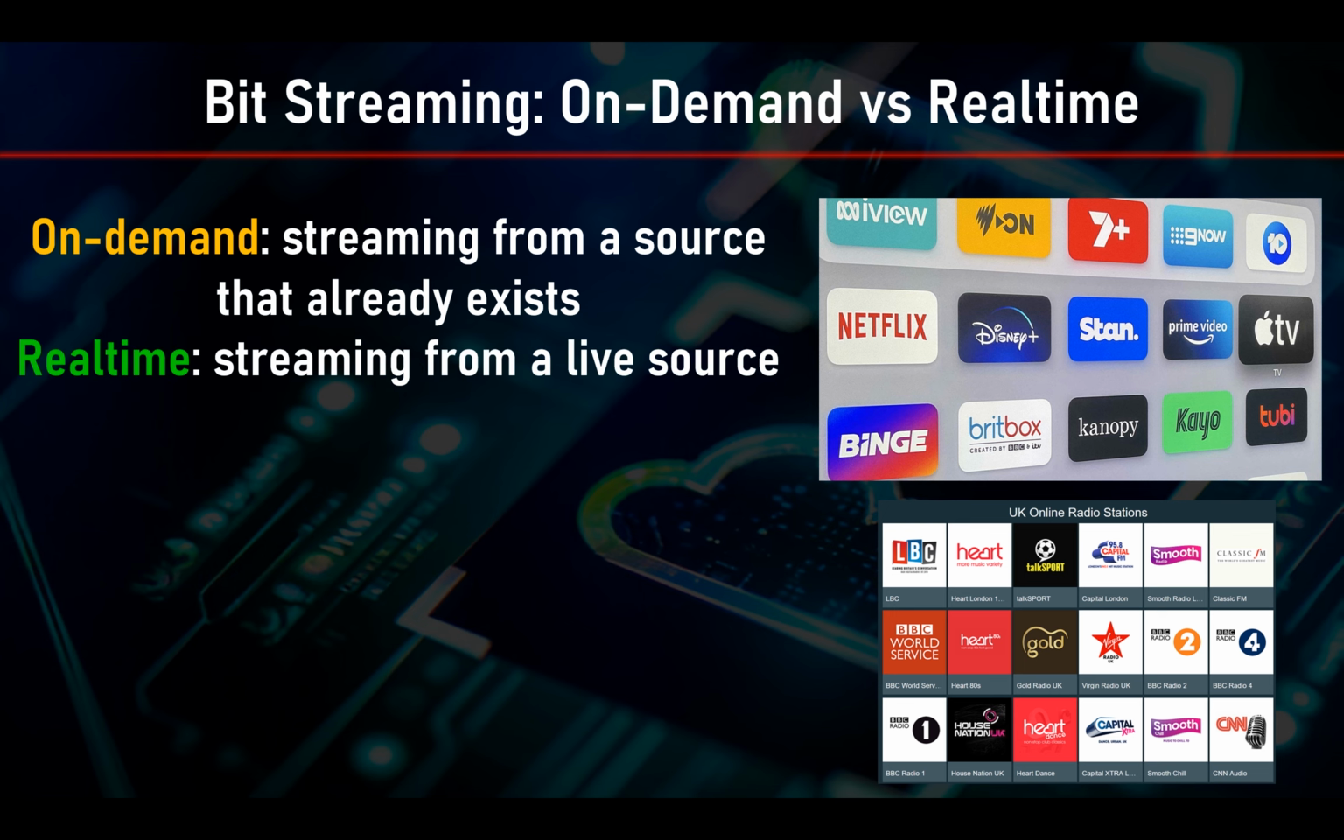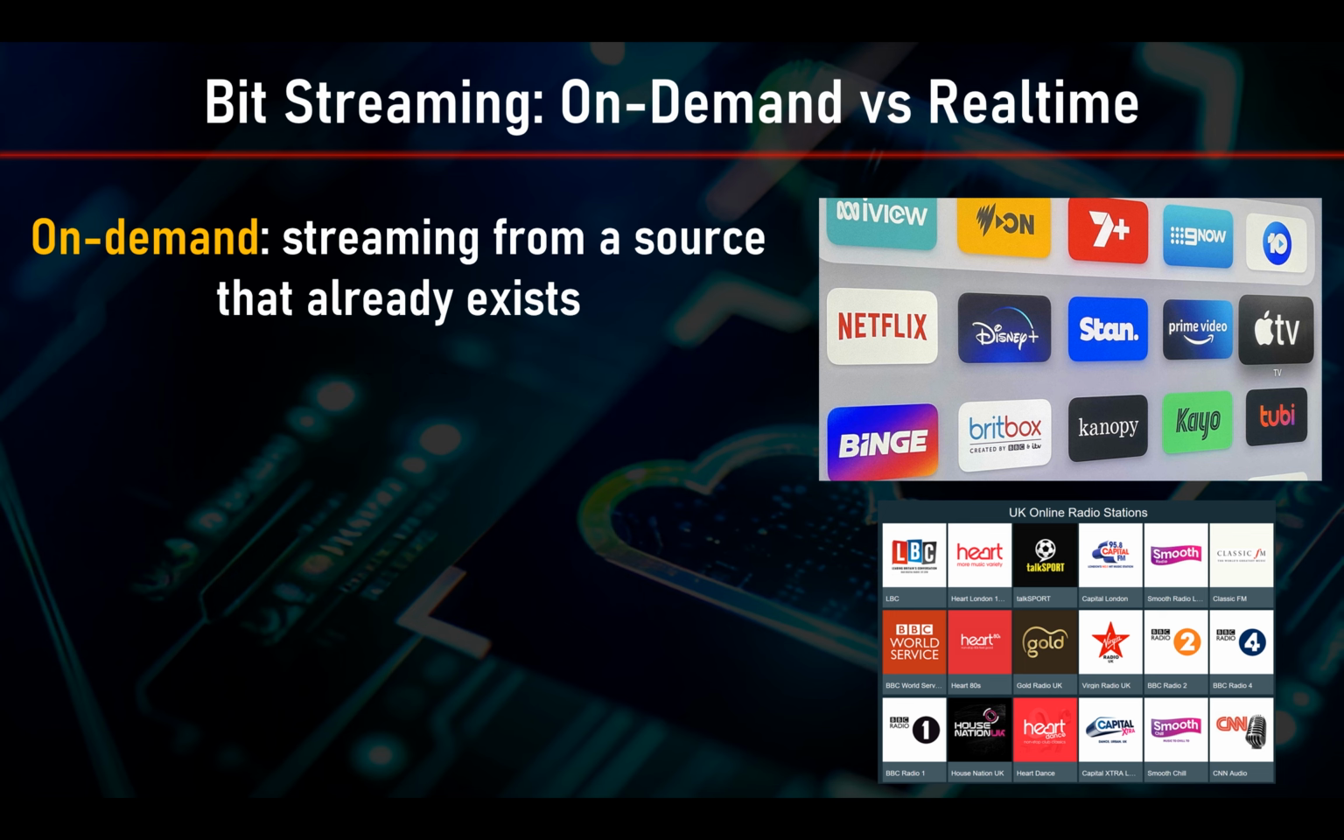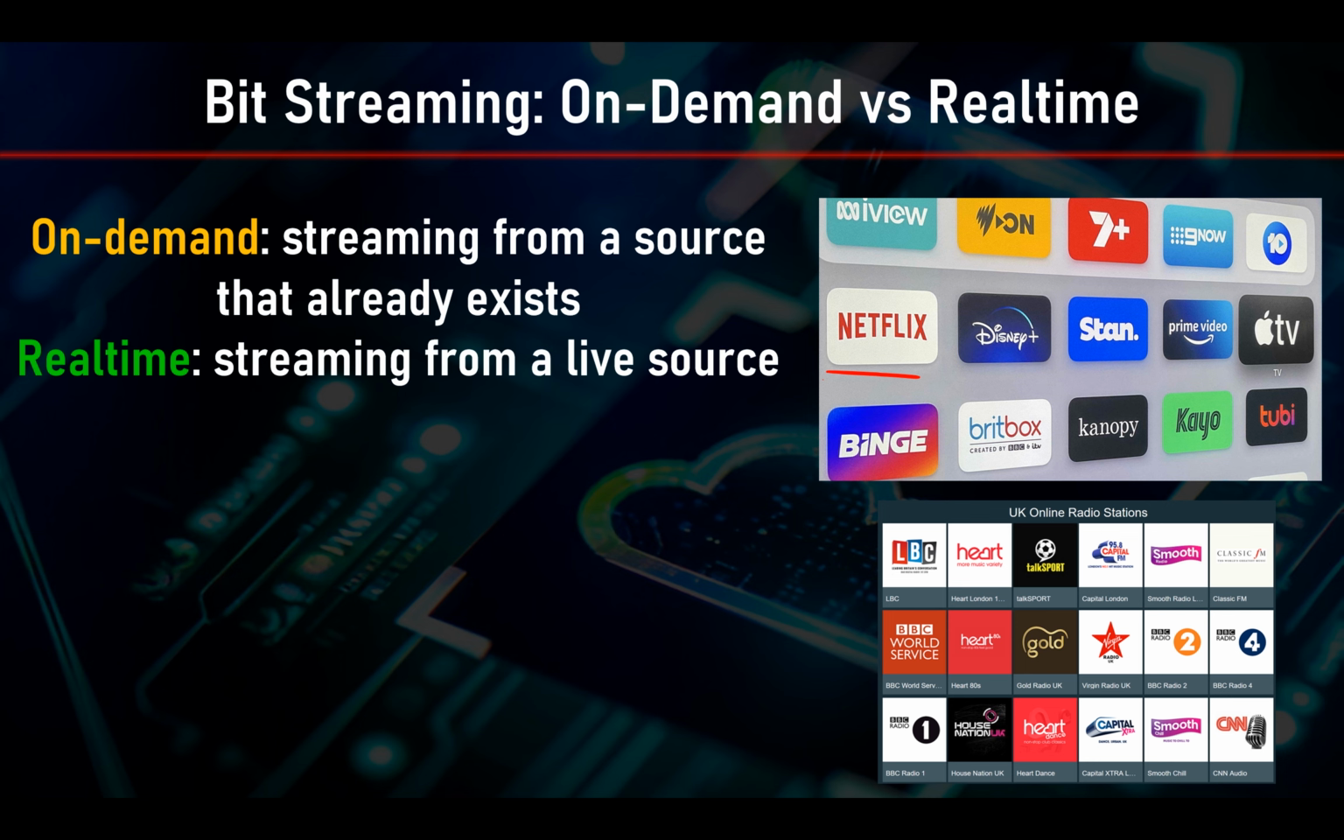When we say a source that already exists, basically this is a video or audio that's already been recorded. For example, Netflix. You're not watching the video live or as it's being directed. This video has been made and released. So that's kind of what that means.